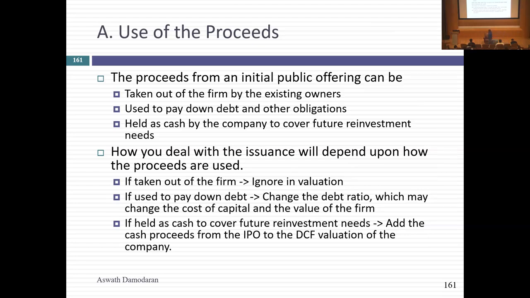As I said, the three things you can do with the cash. One is you can keep the cash in the company as part of your cash balance and use it to cover future capex. The second is you can let owners cash out. And the third is you can use the cash to pay down debt. If you decide to let owners cash out, I can completely ignore the cash. You see why? Because I raise cash through one window, it goes out through the other window, it doesn't change my value as a company. So in Spotify, the proceeds from the IPO don't even show up in your valuation. They're just gone. If you keep the cash on the balance sheet, there's going to be an immediate augmentation of your value by the amount of cash you've raised, because that's cash now that increases your cash balance.